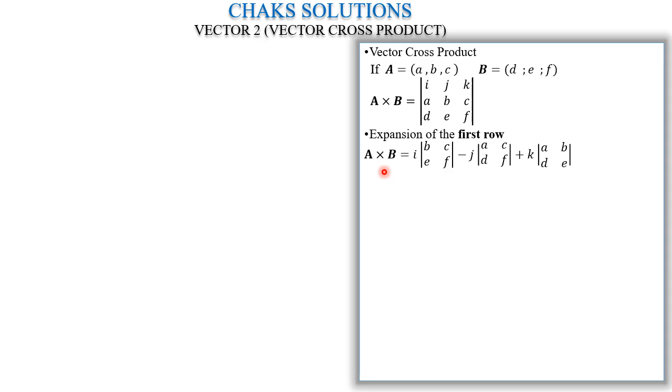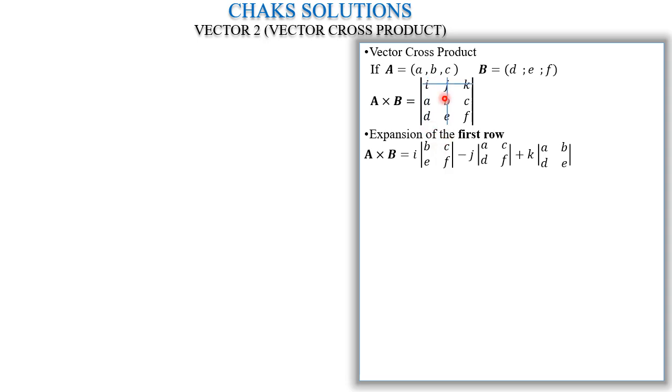So this is going to be a times b equals. If you have been watching the videos on matrices, we explained the concept of expansion of the first row. What we are going to do here is find the determinant by expansion of the first row. So it's going to be i, then we are left with the 2 by 2 matrix, which is (b, c; e, f). So it's i times the remaining elements after closing the row of i and the column of i.